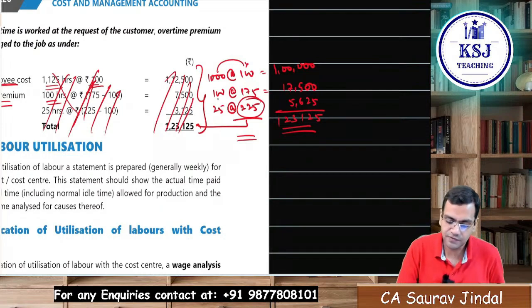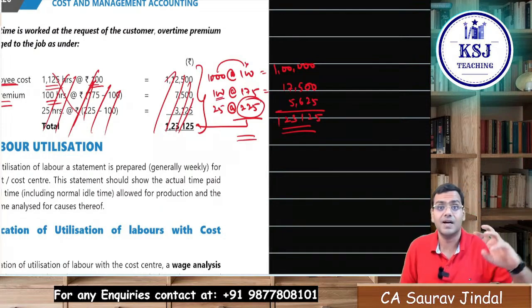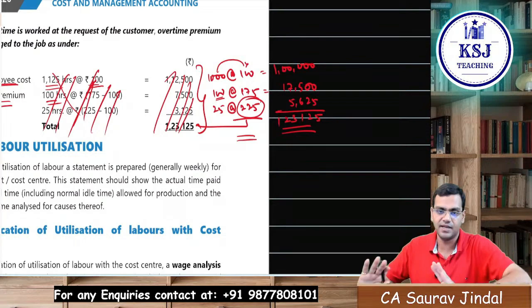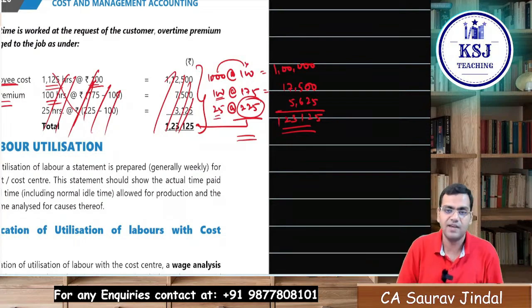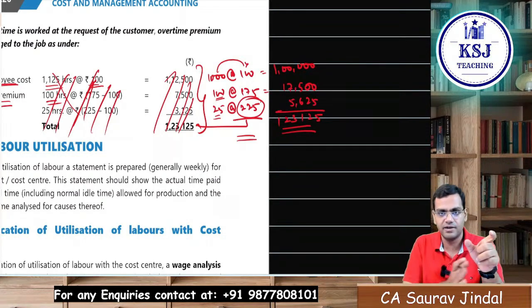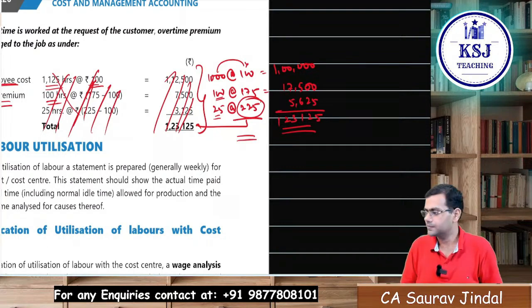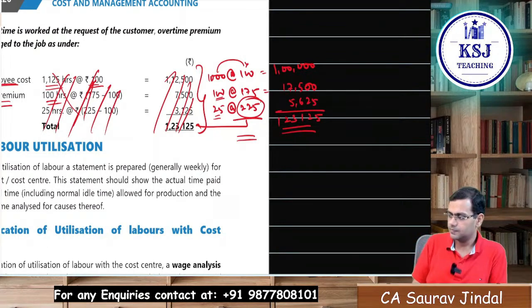What is the cost for these 100 hours? The cost is 175, 100 plus 75. The cost for these 25 hours is total 225, 100 normal, 125 overtime. Clear now? Sanya, please confirm if it is clear.